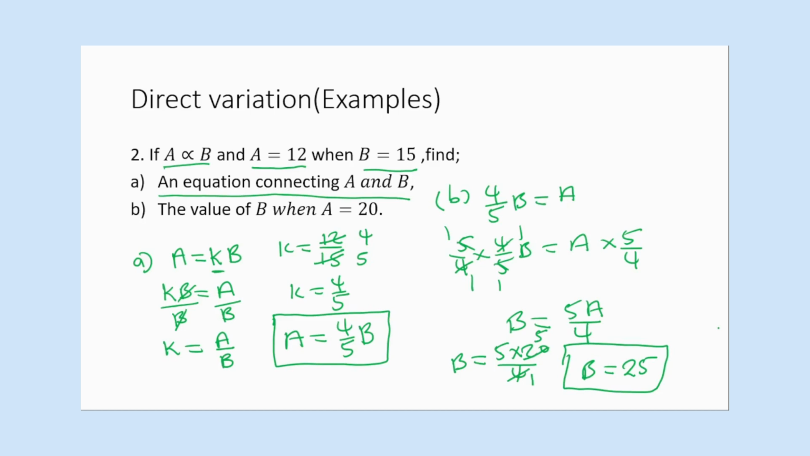So that is that about direct variation. In the next lesson, we're going to look at inverse variation. I hope you have learned one or two things from this video.